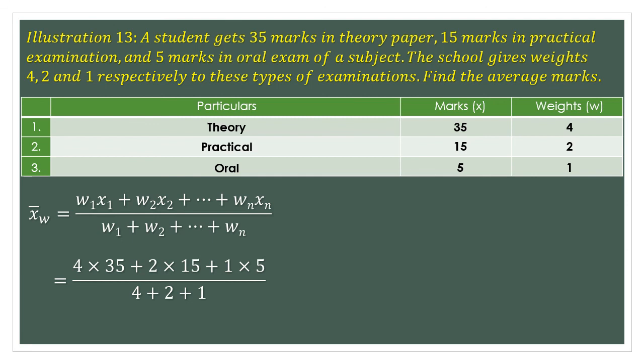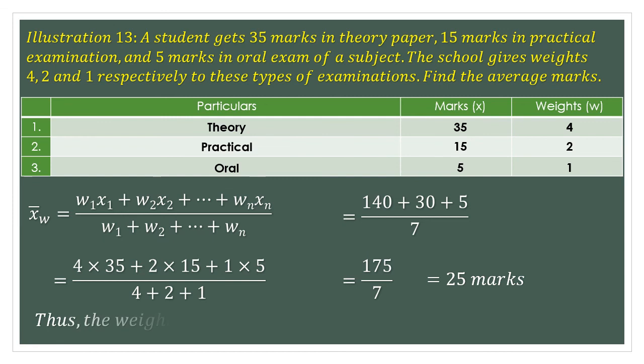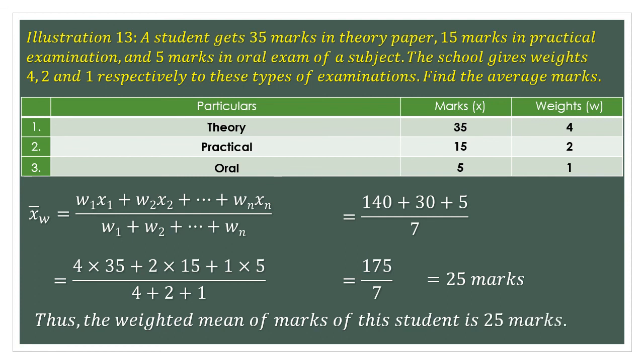Always follow the DMAS system of calculation. Start with multiplication first. 4 into 35, that is 140, 15 twos are 30, and 5 ones are 5. Divide by 4 plus 2 plus 1 is 7. So add them up, 175 divided by 7. The answer here will be 25 marks. That means depending on the weight, the weighted mean of marks of this student is 25 marks.